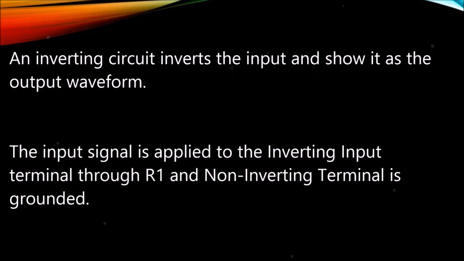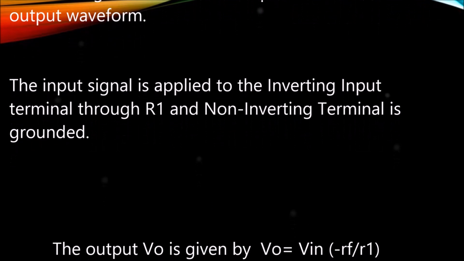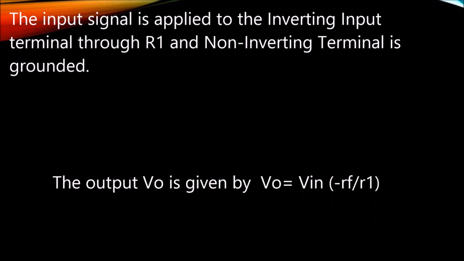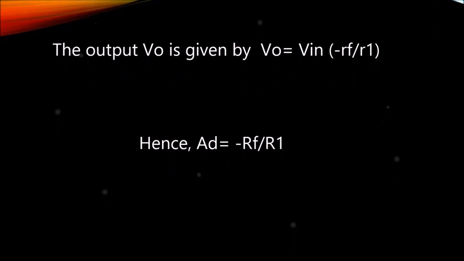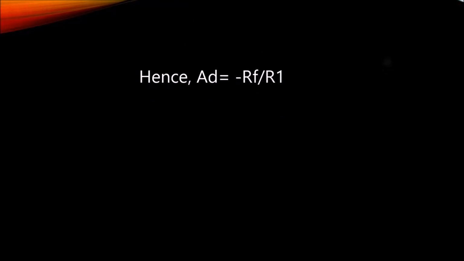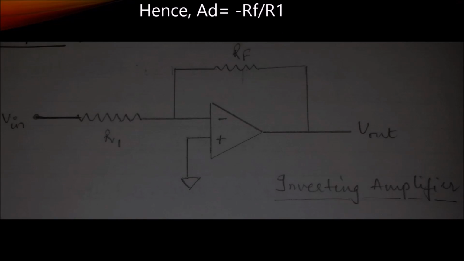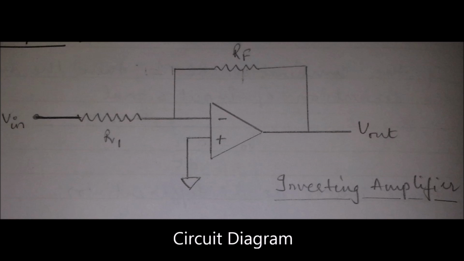The input signal is applied to the inverting input terminal through R1 and the non-inverting terminal is grounded. The output VO is equal to Vin multiplied by minus RF by R1 and gain is equal to minus RF by R1. The circuit diagram that we would be using today.